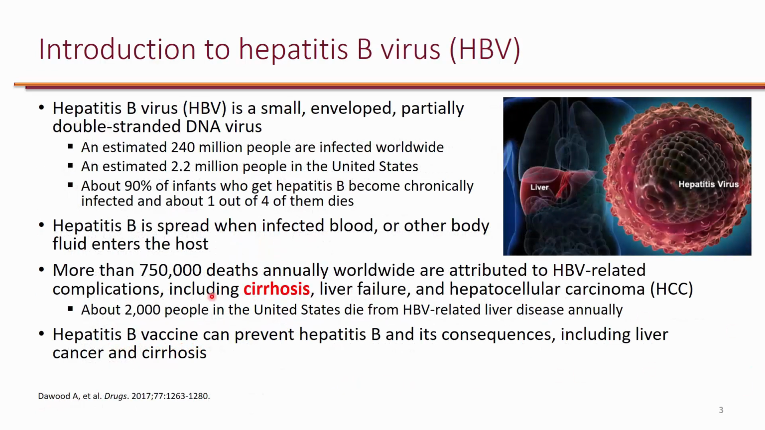Hepatitis B virus is actually one of the most common causes of cirrhosis because of its prevalence worldwide. What's special about hepatitis A and hepatitis B is that we have vaccination for both of these, whereas hepatitis C we currently do not have any vaccination for. So hepatitis A and B are preventable.